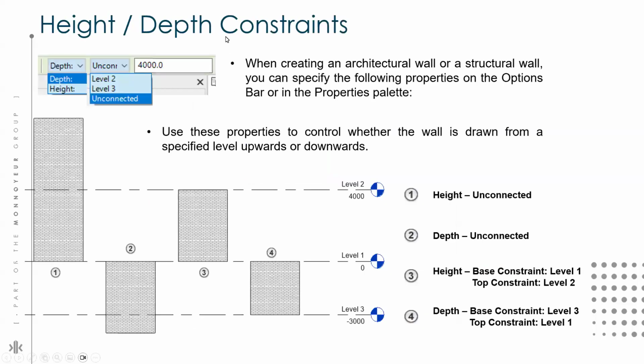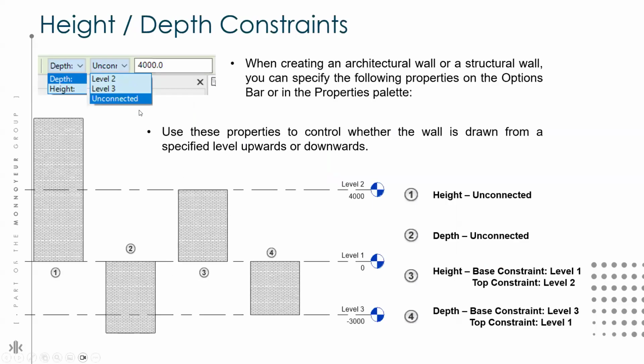Height and depth constraints. Of course, when we are making a wall, we would also need to input two things, which is the depth or the base constraint and the height constraint of a wall. So these can be given once you set levels in a project. You can easily set the height and depth of a particular wall. Let's say the base constraint can be L1 and the top constraint can be L2. So the wall will be something like this in image number 3.